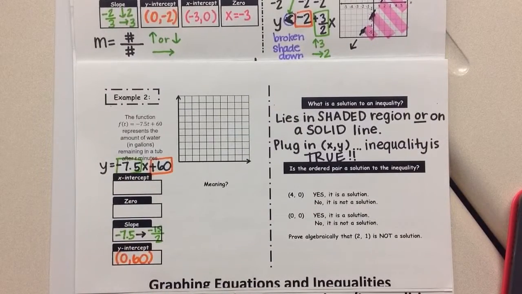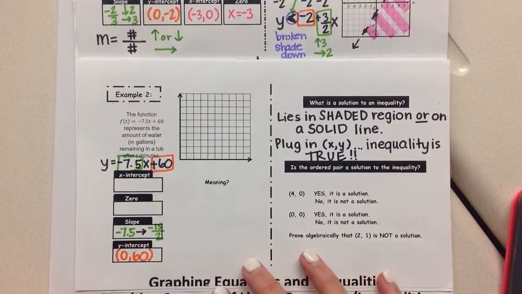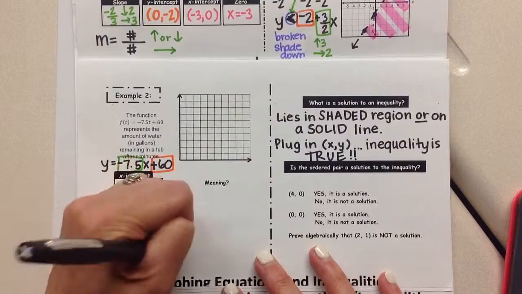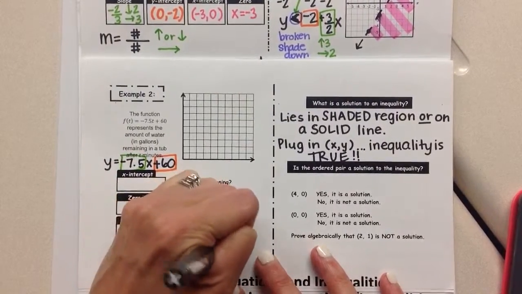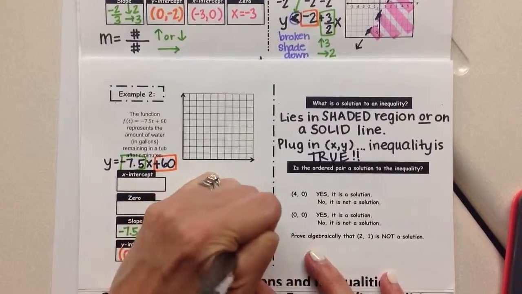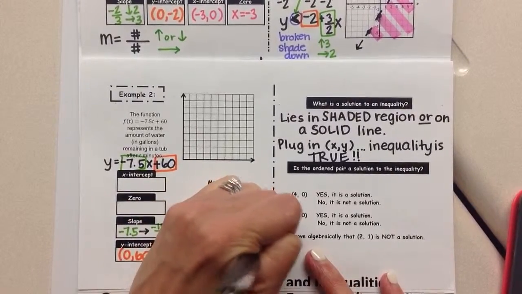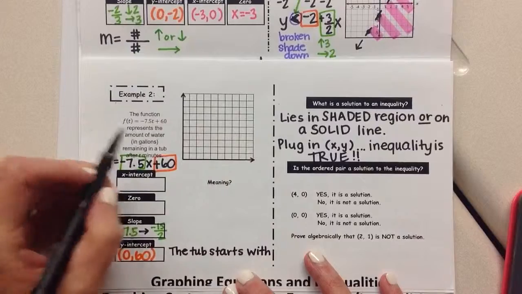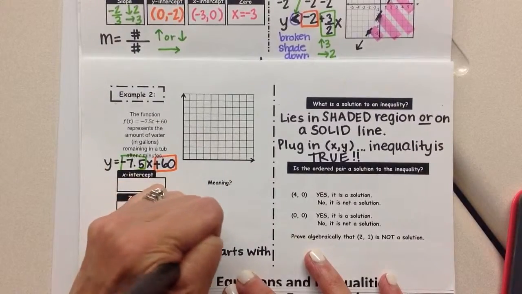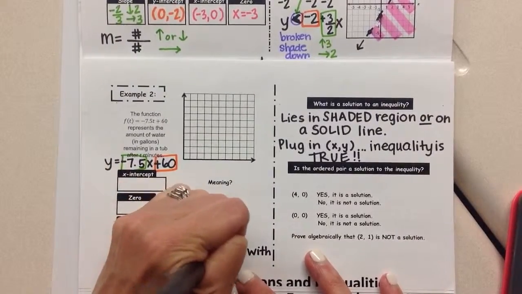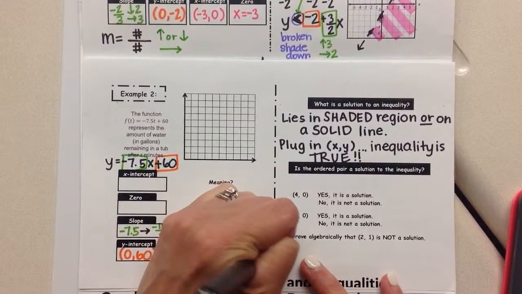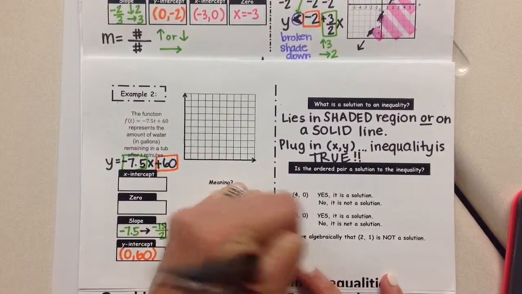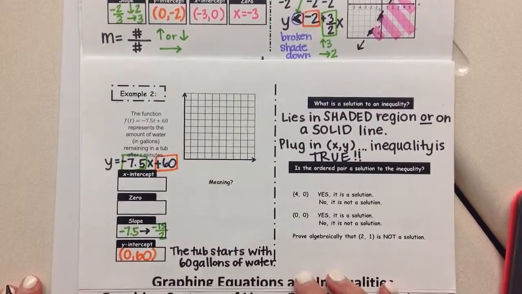So here's what we're going to do. We're going to go ahead and write the meaning of this. So this says that the tub starts with 60 gallons of water. The tub starts with 60 gallons of water.